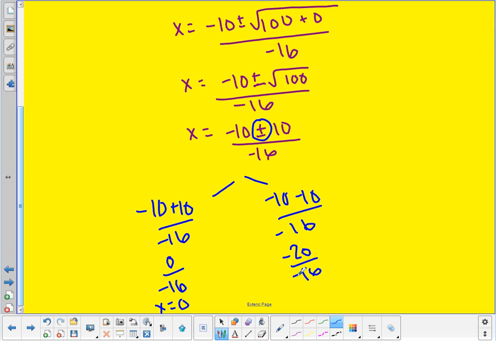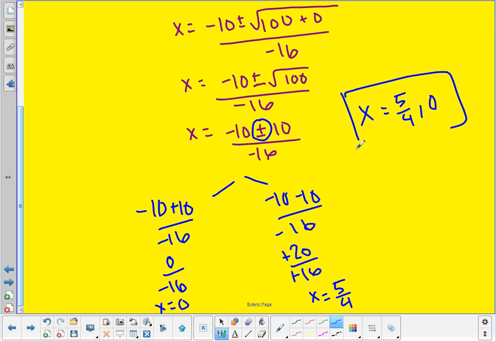You can divide both of those by 4, and you get positive, because negative divided by negative, 5/4. So those are my two solutions there. And it is possible to have 0 as a solution. It can cross the x-axis at the point 0. So 5/4 and 0. I guess I should have put them in the other order, but it doesn't matter. It means the same thing.